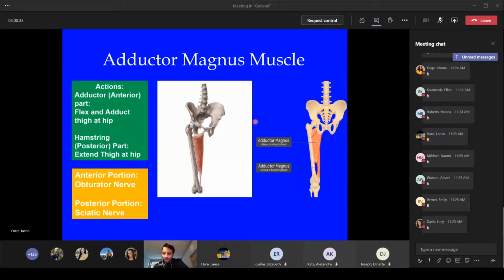Do you see that? Does that help? Yeah, it's just the name throws me, like the adductor tubercle, the femur attachment. You would think that helps with the adducting. Yeah, I know. But yeah, it makes sense.